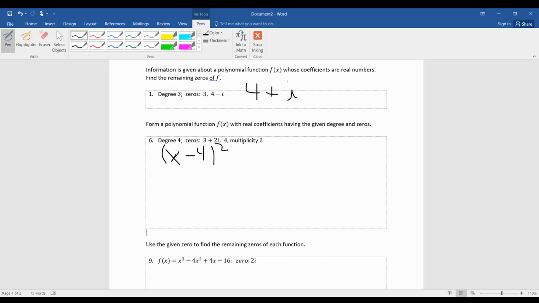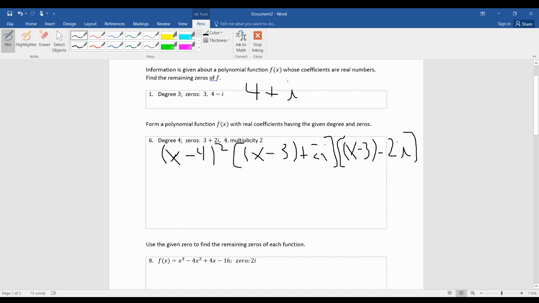So if you recall, I'm going to use brackets, and we're going to write that 0 as x minus 3, just like we did here with a 4. I'm going to put that in parentheses. And then I'm going to say plus 2i. And then I'm going to have another one that's going to be x minus 3, still minus 3, but minus 2i. Okay. So we have our 4 zeros, 2, 3, 4.